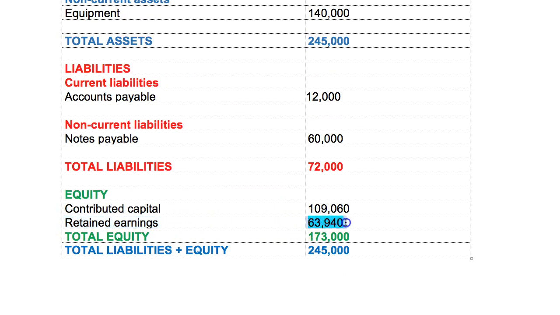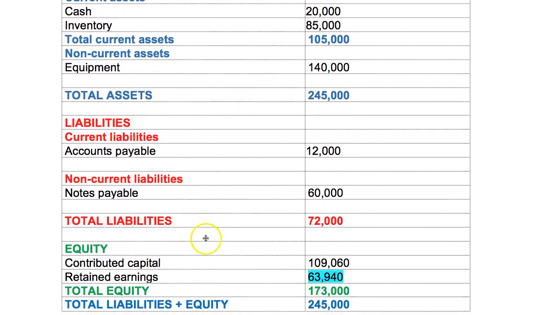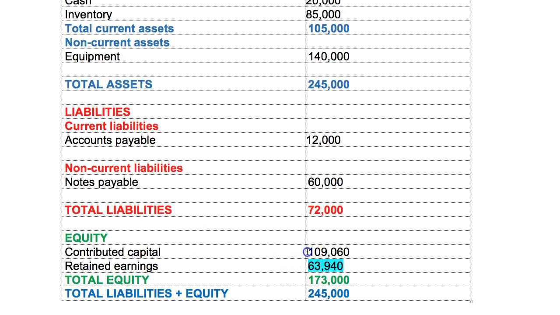Now this number is probably the biggest mistake that students make. Many students put the wrong number here. So what number do you need to put there? You need to put the number that you calculated for retained earnings. Don't include the beginning balance. You have to calculate the ending balance and then include that on the balance sheet. So add these both up and that's your total equity.